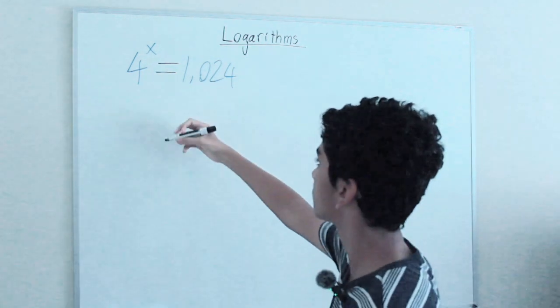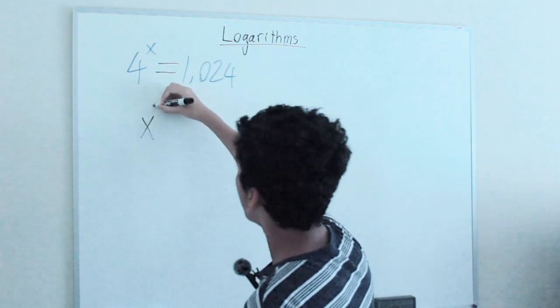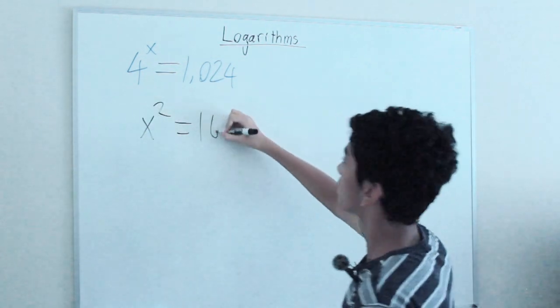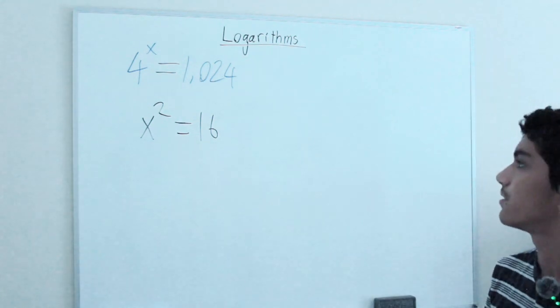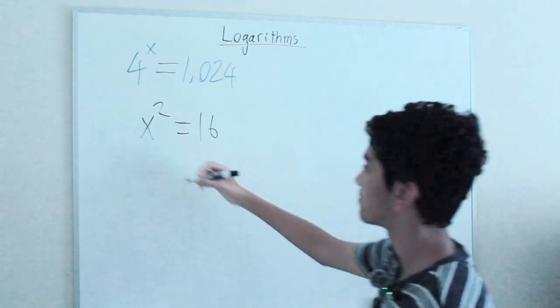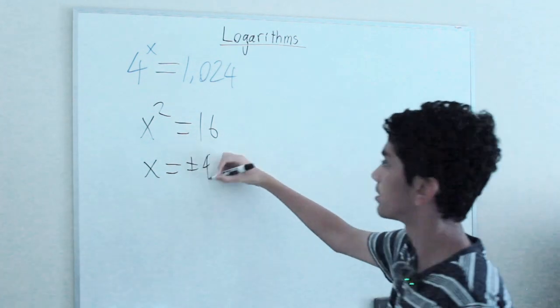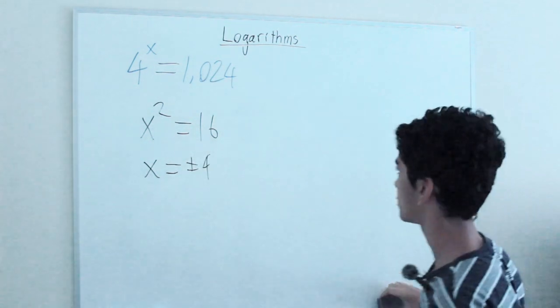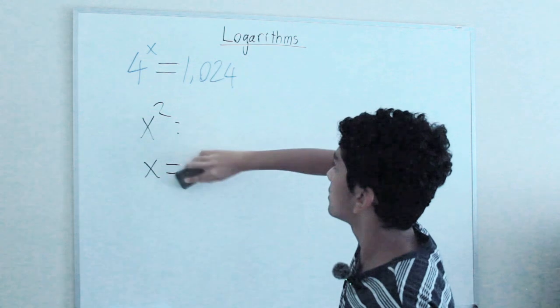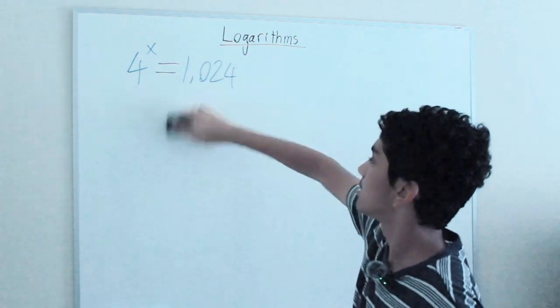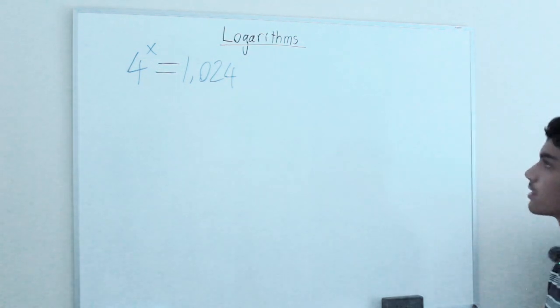You may be used to solving problems like x squared is equal to 16. This problem is pretty straightforward. Just take the square root of both sides. So in this case, x is equal to plus or minus 4. But when x is in the exponent, you will need to use a logarithm.